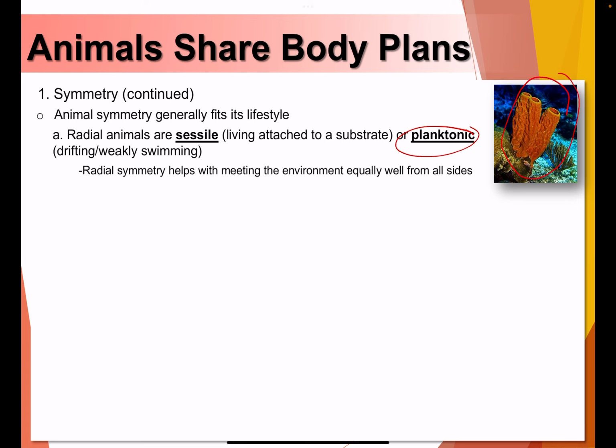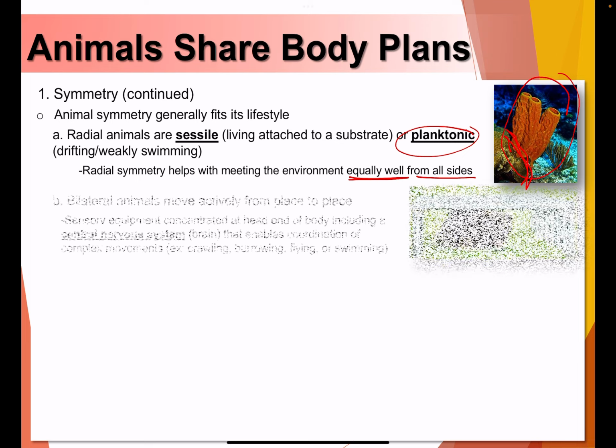In this particular case, you have sponges that are attached to a rock. They don't move around. They're sessile. So why radial symmetry fits their lifestyle is because they don't move. Having radial symmetry helps with meeting the environment equally well from all sides. Because you can't move, you better have things that can absorb nutrients or meet whatever the surrounding environment offers, such that all sides have equal chances of colliding with or diffusing nutrients into the body. So that's why radial symmetry is meant for animals that can't move or hardly move at all.